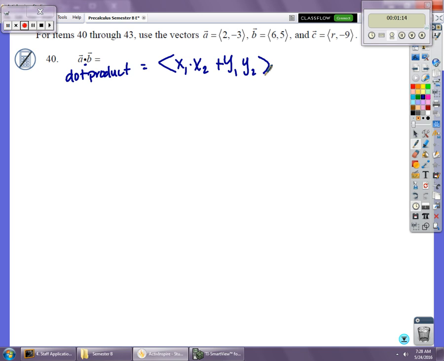Okay, so here's A and B. The x's will be 2 times 6, and then the y's are negative 3 and 5. So let's see, this is negative 15, and the x's came up to be 12, and these together make negative 3. So my dot product is negative 3.